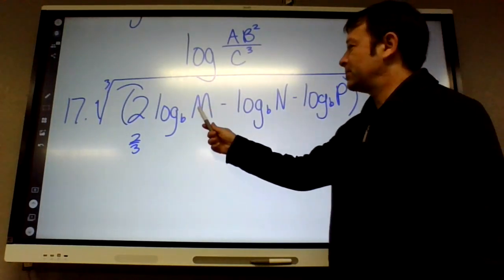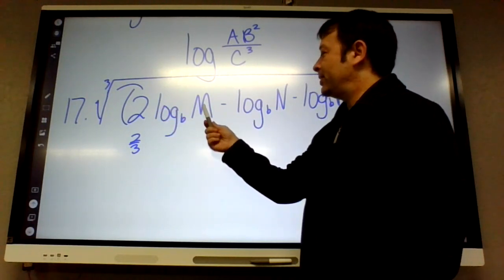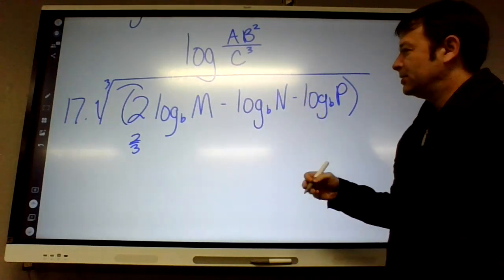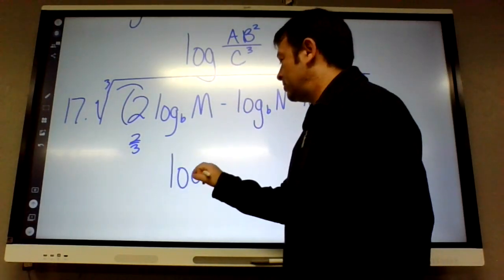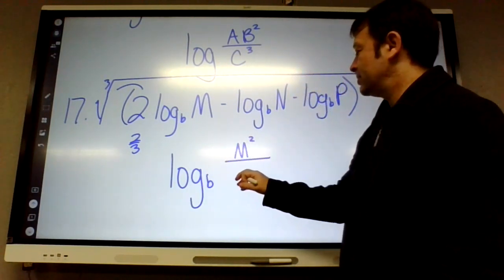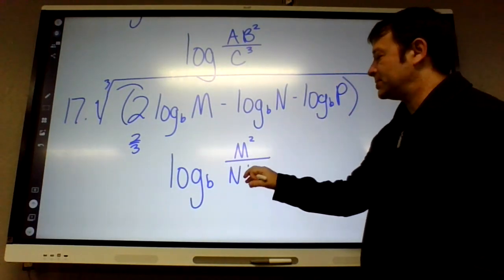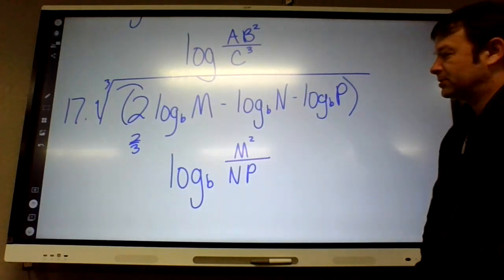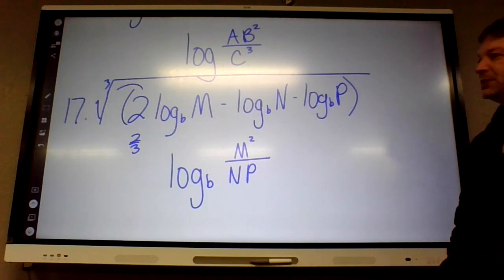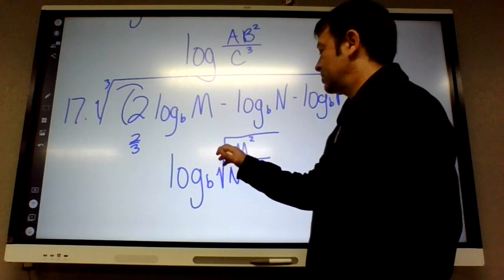Okay, so let's forget the 1/3 for a second. What's gonna happen up here? We're gonna have m squared. What do I do with the minus? Divide. So it's log base b of m squared divided by n. Okay, if it's divided by p also, p is just gonna go in the divisor as well. But all of this is to the 1/3 power, so that means it's in the cube root.